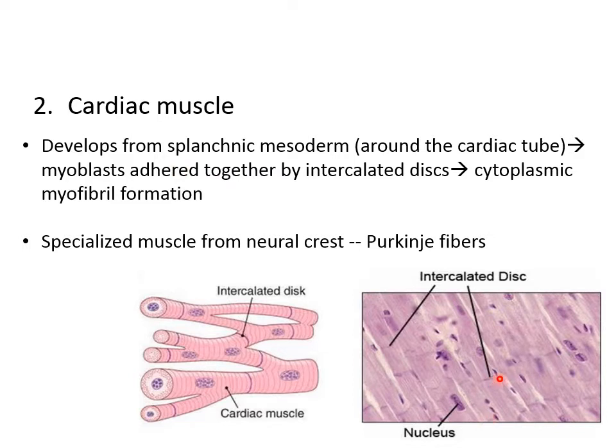As you see here in this histological section, it's the longitudinal section through the cardiac muscle. You see the nucleus, and here the intercalated disc. The specialized muscle cells formed from the neural crest cells. They form the Purkinje fibers, which form the conducting system of the heart.